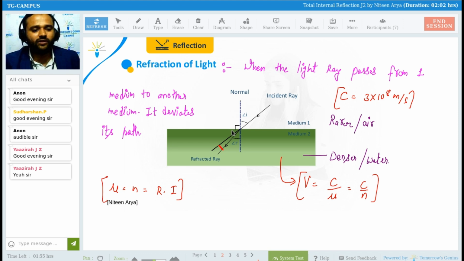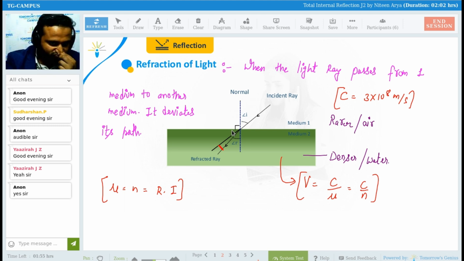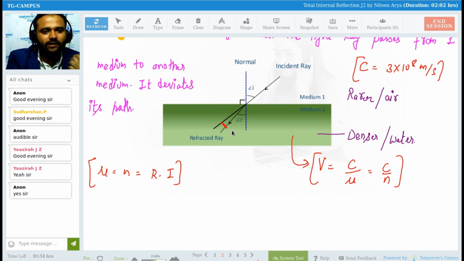Is this clear? Or should I tell you something more about it? Clear, everyone? Basically, each and every particular thing is given already, but still we need to discuss it. Mu and RI. Denser is a medium in which the speed of the light ray is lesser as compared to air.